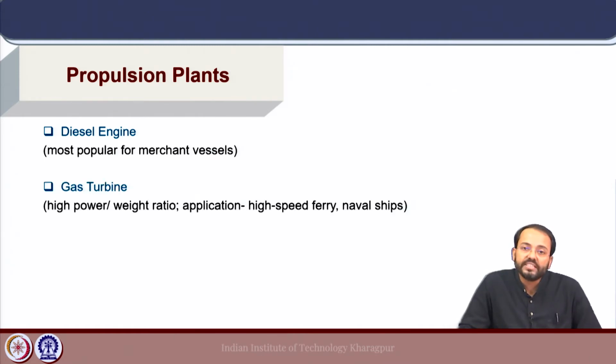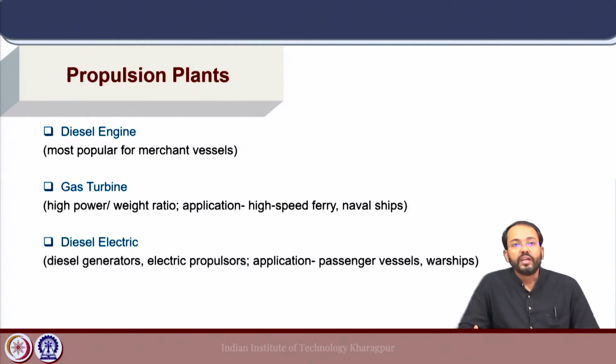The next type is gas turbine, which is used for ships which require higher speeds, typically high speed ferry and naval ships, because these gas turbines have high power by weight ratio, which is useful for high speed vessels. Diesel electric propulsion plants are used in certain passenger vessels, warships. They have diesel generators which are connected to electric drives which basically drive the propulsors.